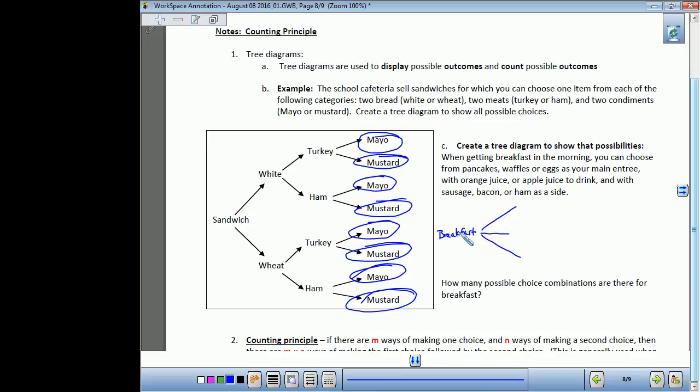Okay, so we're making our breakfast here, and we get to choose from 3 different entrees. We either have pancakes, waffles, or eggs. And then we get to choose a drink. We either get orange juice or apple juice. And then we also get a side. For a side, we can either get sausage, bacon, or ham.